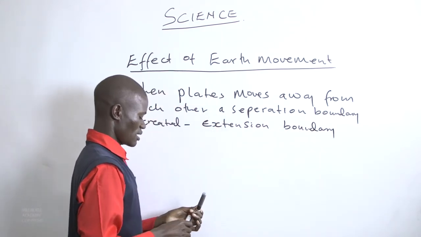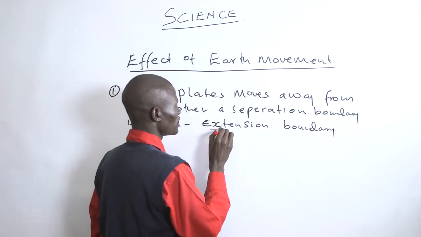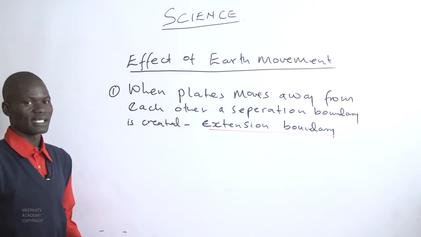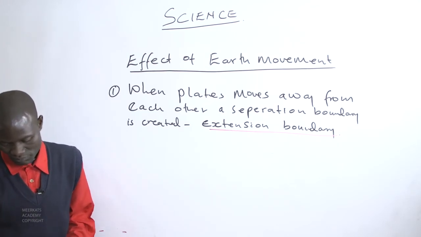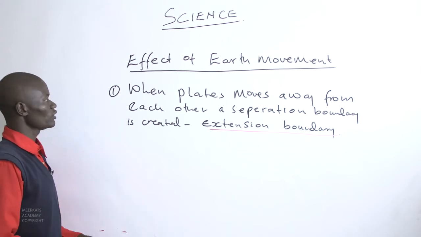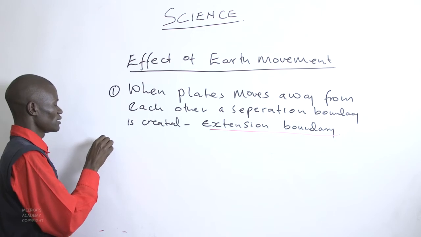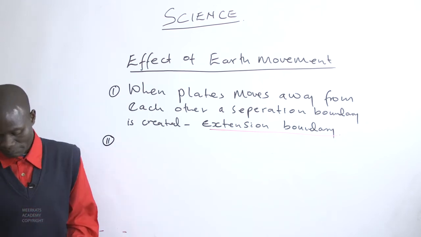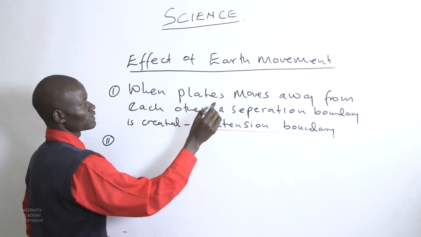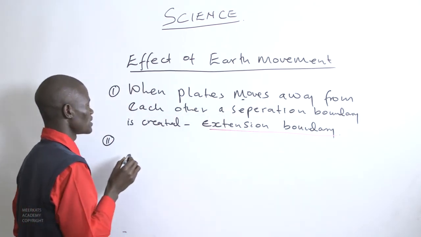That is an effect. There are various boundaries that are going to be created. One of them is the extension boundary, and this boundary is formed from the interior of the Earth. There is also another boundary that will be created. These plates have moved away from each other.